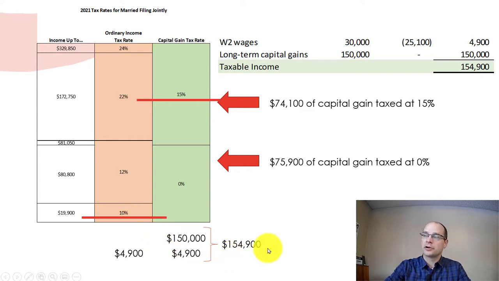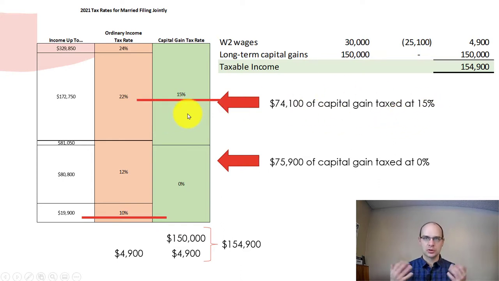Now their $154,900 of taxable income, again, remember the $150,000 stacks on top of ordinary income, that is going to fill up the entire 0% bracket, and it's going to be well into the 15% tax bracket. But again, what we're experiencing is we're just going to be paying tax across multiple rates. So about half of the capital gain, $75,900, is going to be taxed at 0%, with $74,100 being taxed at 15%.